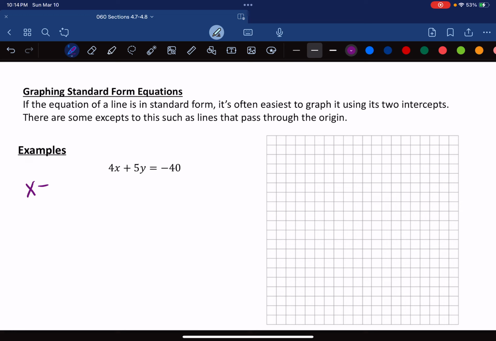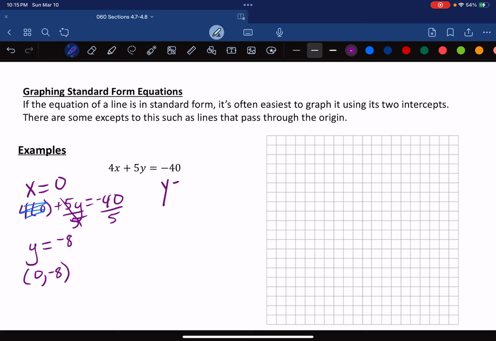So we're going to find the x-intercept and the y-intercept. I'm putting x equals 0, which means we're going to find the y-intercept first. And the x kind of disappears, leaving us with just 5y equals negative 40. Well, if I divide both sides by 5, I know that 40 divided by 5 is 8. So negative 40 divided by 5 is going to be negative 8.